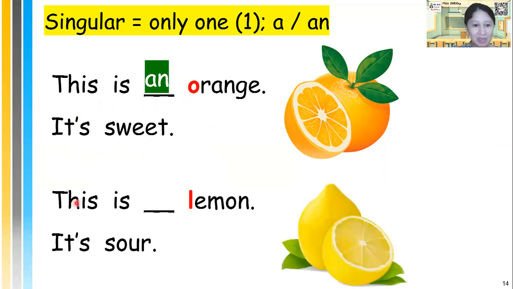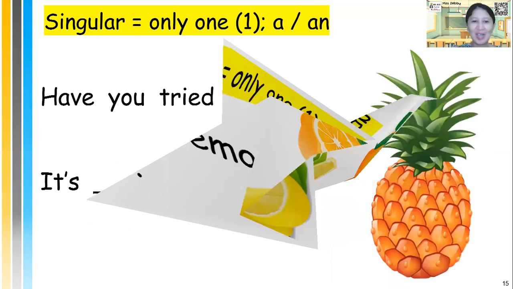And then look, this one. This is a or an lemon. What do you think? A or an? A lemon. Good job. Because lemon begins with L, right? Letter L is a consonant. And then how does it taste? Let's read this one. It's sour. Ooh, lemon is sour, but it's healthy also, right? Okay, next.